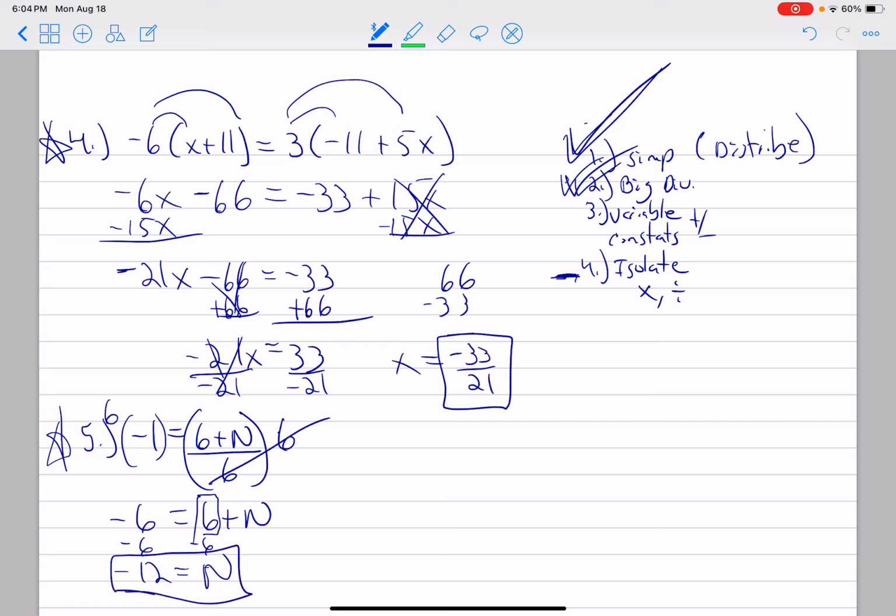N equals negative 12. If you are able to do all 5 of those correctly before me, you are on track. You're going to be ready for the retake. Mr. Bass, I'm out.